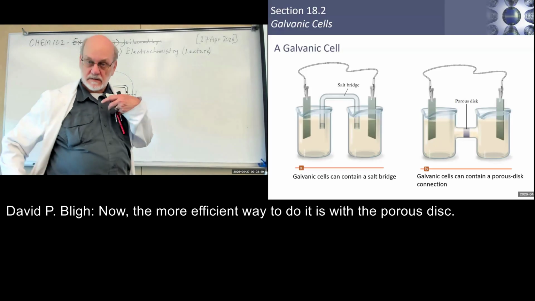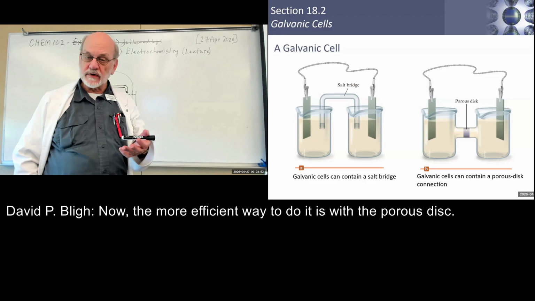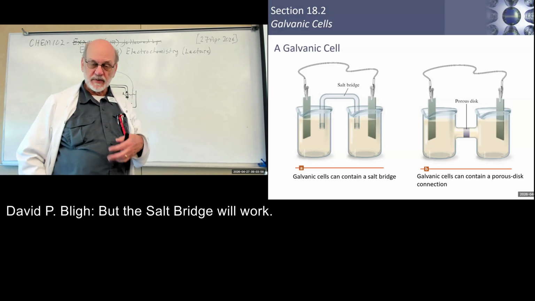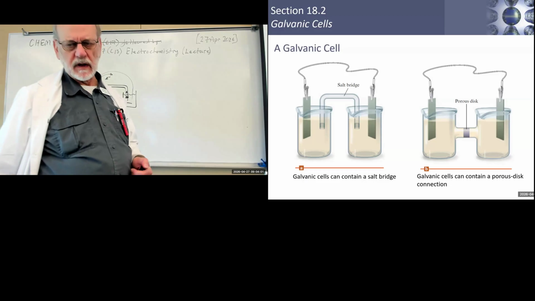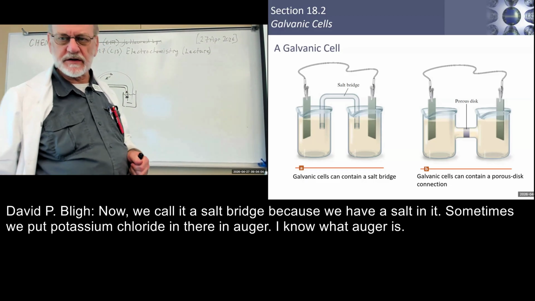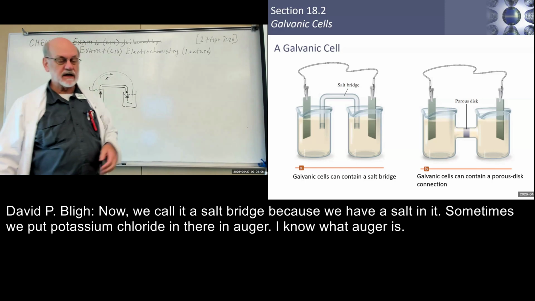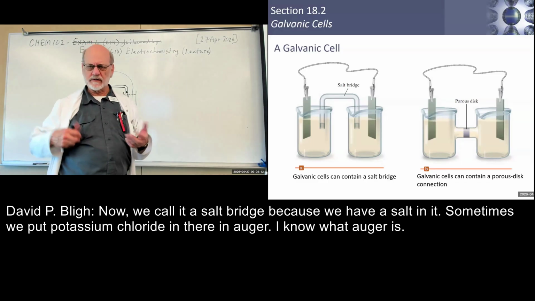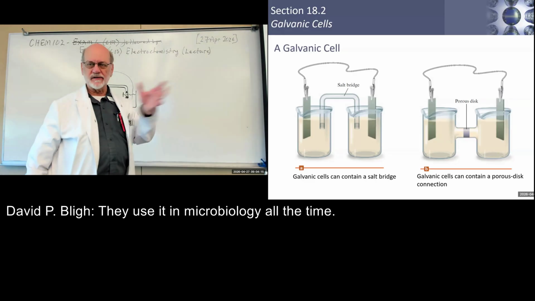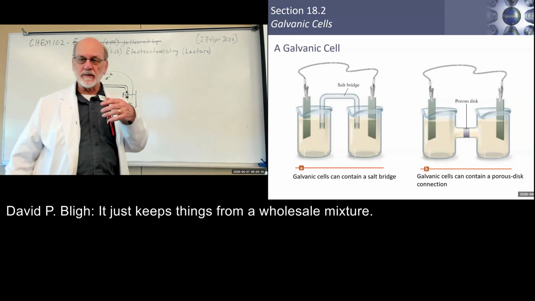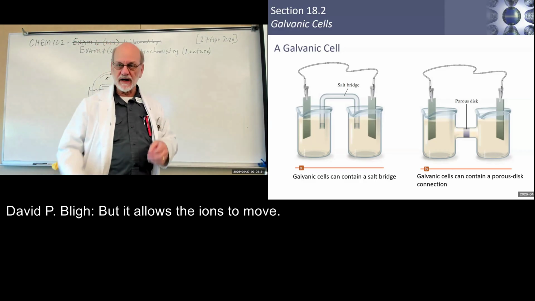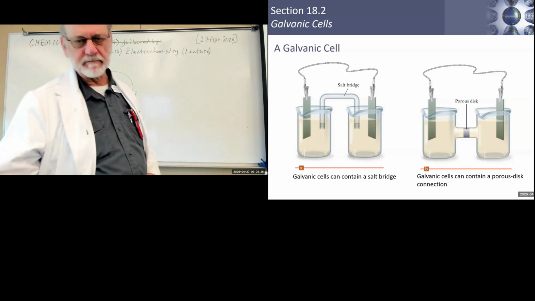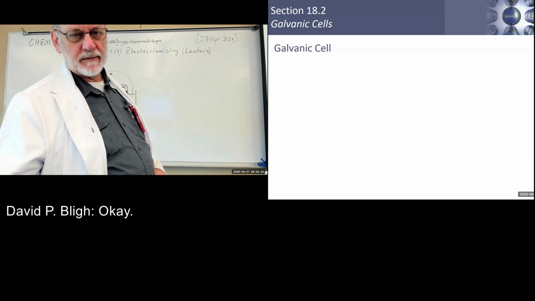Now, the more efficient way to do it is with the porous disk. It provides the least amount of electrical resistance, but the salt bridge will work. We call it a salt bridge because we have a salt in it. Sometimes we put potassium chloride in there in agar. I know what agar is. They use it in microbiology all the time. It just keeps things from wholesale mixture, but it allows the ions to move with some resistance.